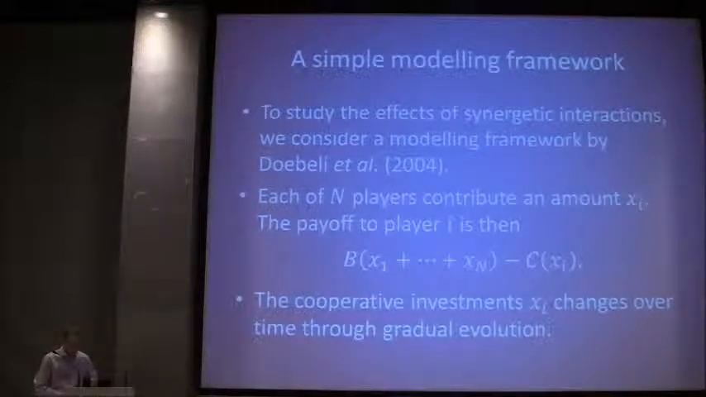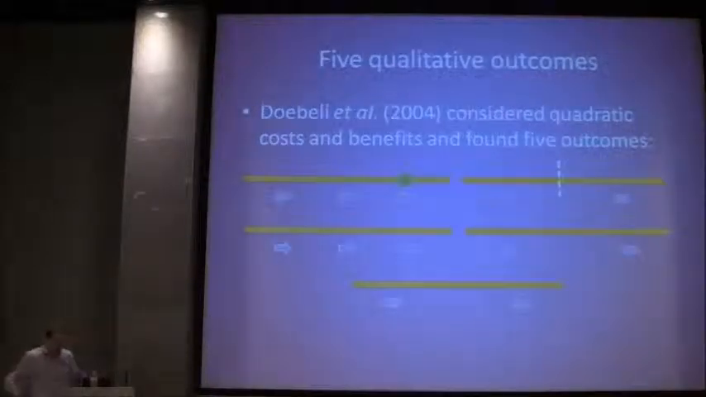Alright, so in doing this, they consider quadratic cost and benefit functions. And with quadratic polynomials, one can get all of these benefit functions except the sigmoidal one. So it's possible to represent a linear benefit, a decelerating benefit, and an accelerating benefit, but then you cannot get the sigmoidal with a quadratic polynomial. But in doing this, they found 5 qualitatively different outcomes.